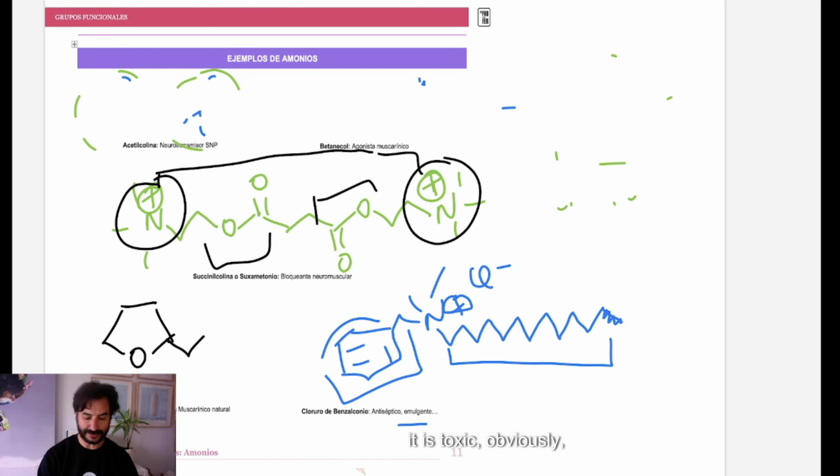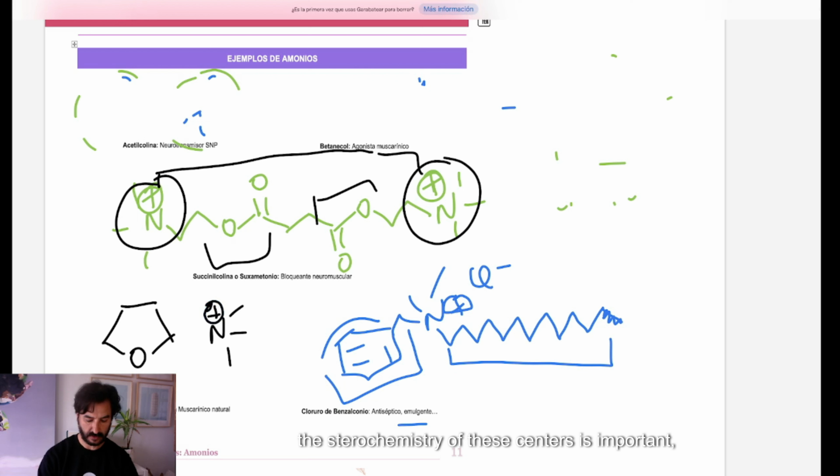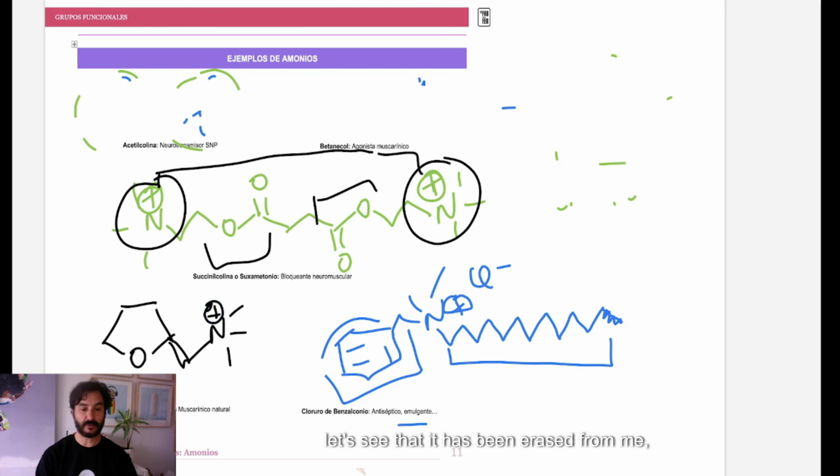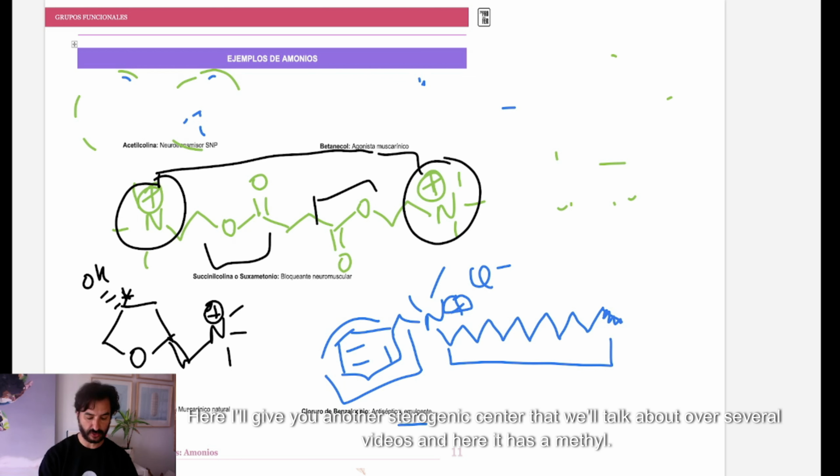It is toxic, obviously, because it also has this ammonium type structure. This ammonium here is important. The stereochemistry of these centers is important. It has an ammonium. Here I'll give you another stereogenic center that we'll talk about over several videos. And here it has a methyl.